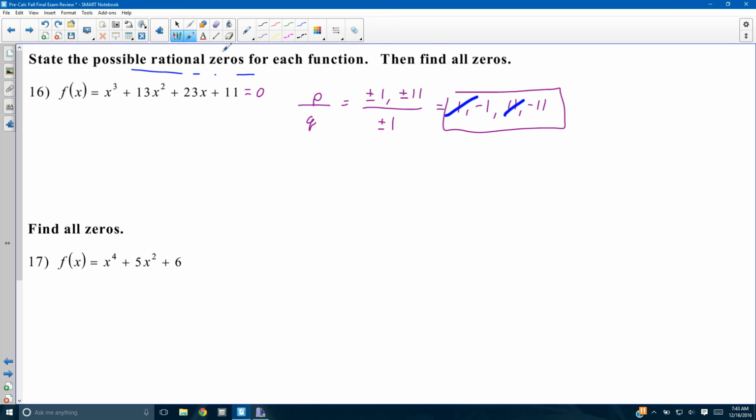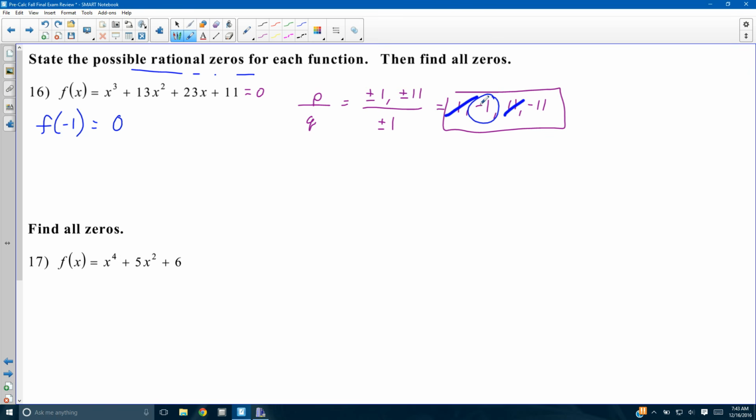So f of negative 1. Negative 1 cubed is negative 1. Negative 1 squared is 1 times 13 is 13. Negative 1 plus 13 is 12. Negative 1 times 23 is negative 23. 12 minus 23 is negative 11. Negative 11 plus 11 is 0. So negative 1 checks out.